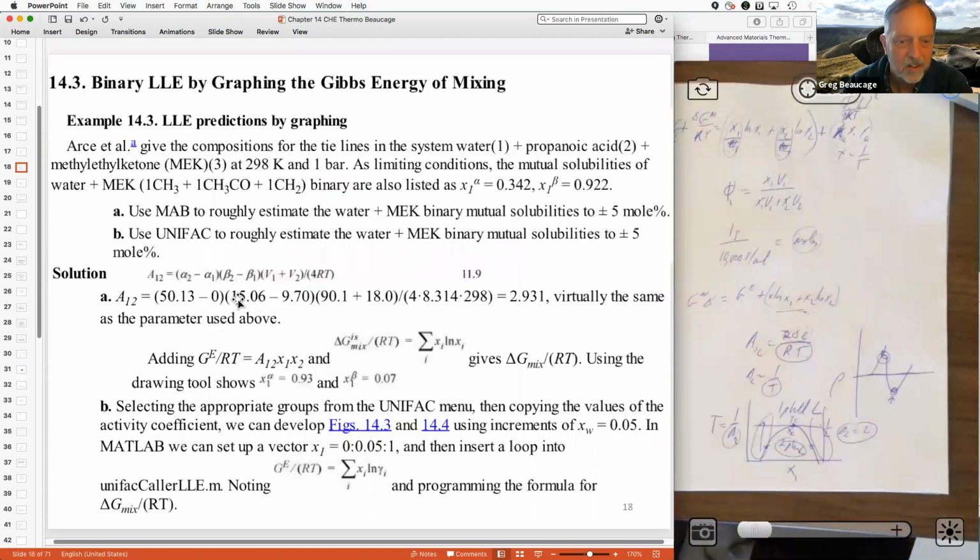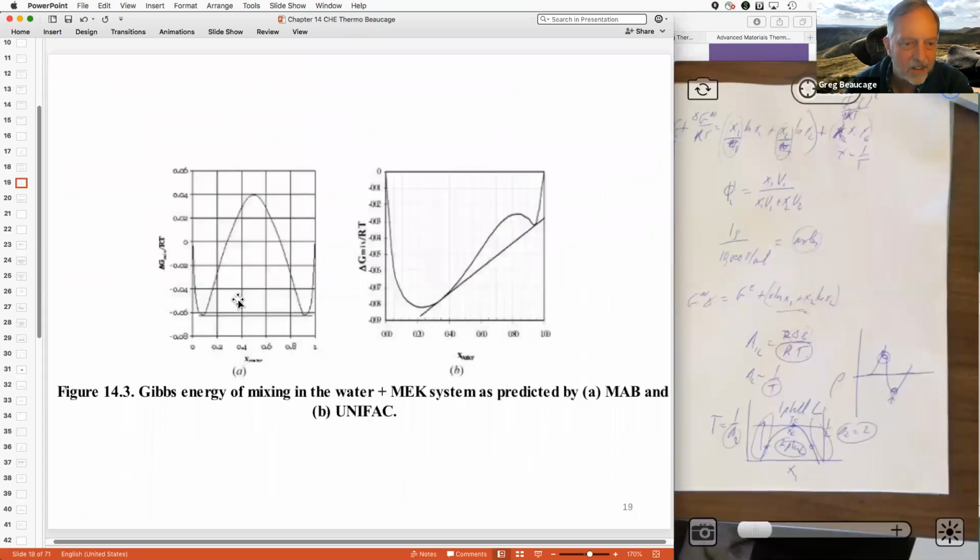So you can do derivatives of that. So you can calculate this. You can calculate this by looking at tie lines. So if you plot the free energy of mixing, then draw that line, those two points are in equilibrium. So you can say what the phase compositions are.